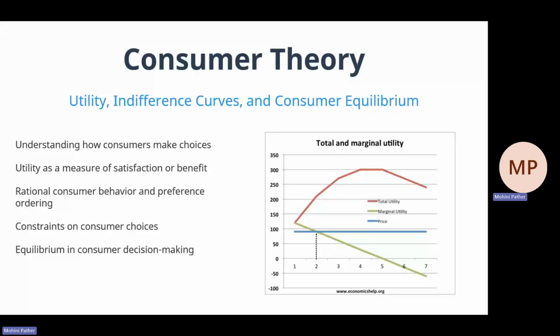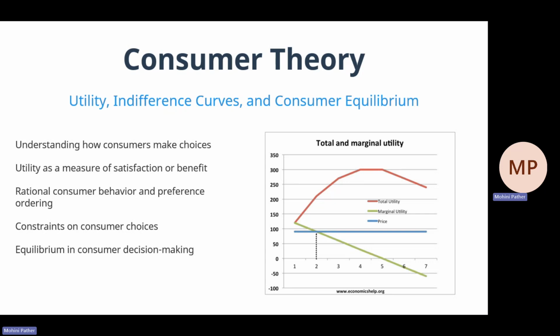So this is about understanding how consumers make choices, utility as a measure of satisfaction or benefit, and how rational consumer behavior and how we put our preferences into action in our ordering priorities. There are also constraints on consumer choices and the equilibrium in consumer decision making.